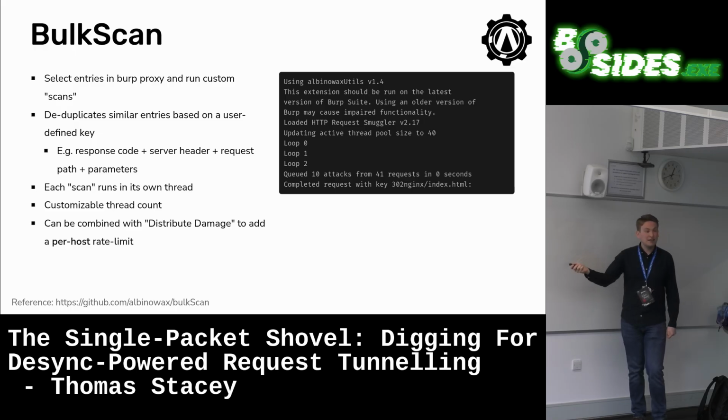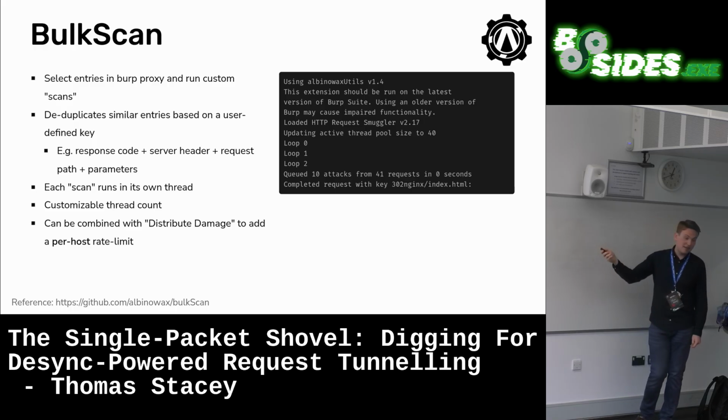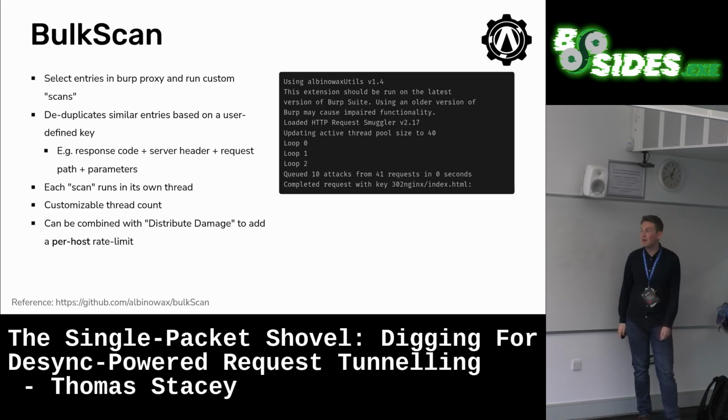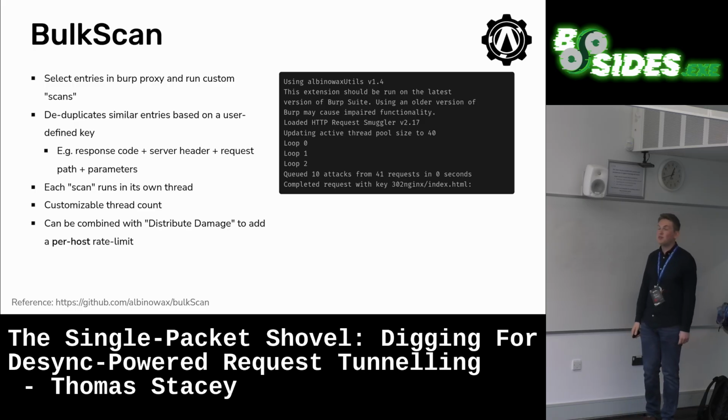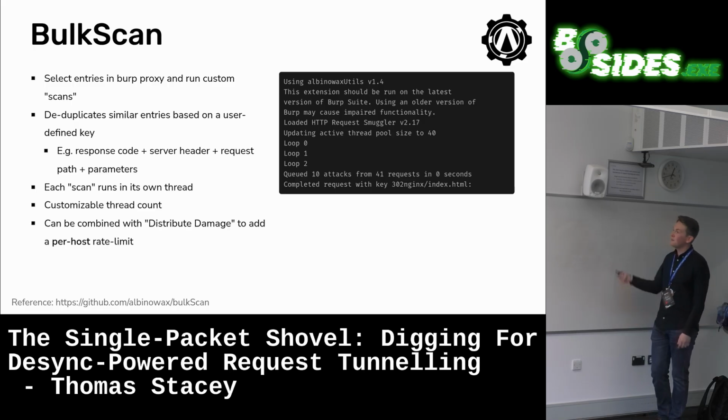Each scan runs in its own thread, so you haven't got to do any of the magic that people do with threading tools. And the thread count is completely customizable, so if you have a nice powerful laptop, and that's all you need, you don't need a huge research machine, you can just whack that thread count way up. And you can also combine it with a tool called Distribute Damage, which allows you to apply a per host rate limit, which is really important when you're going to scan the internet. Otherwise, people get angry at you because you're sending lots and lots of requests per second. Instead, you can send like 200 requests per second to 200 hosts, and then you wait 5 seconds and do it again. So you also bypass rate limits, which is really, really handy.